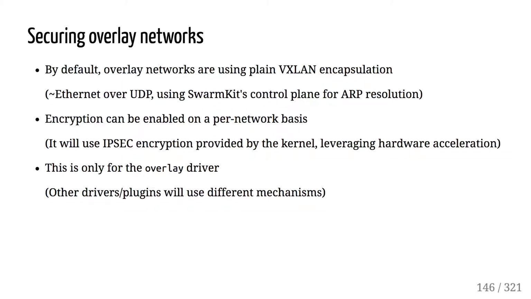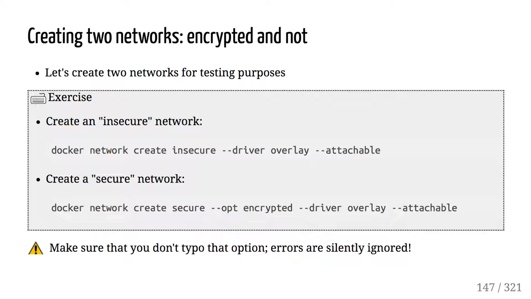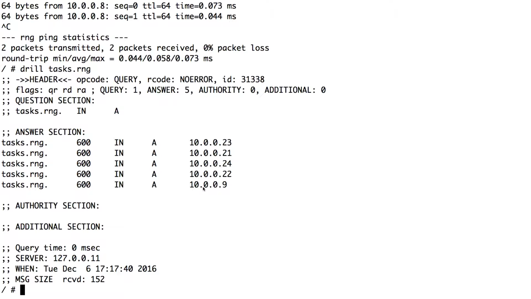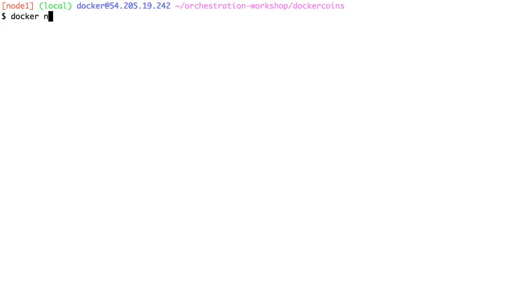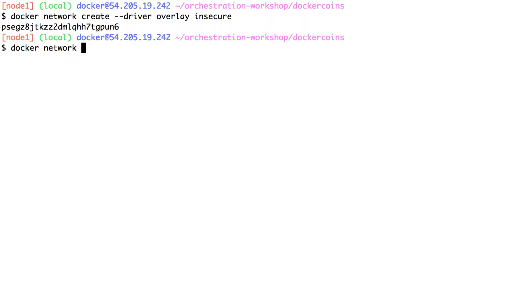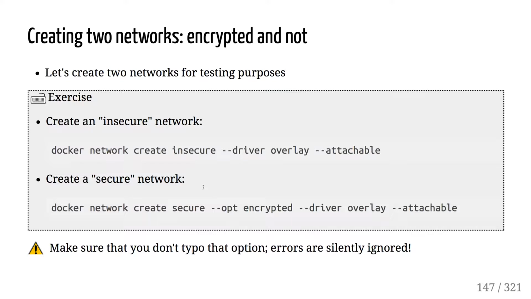So how does that work? I'm going to create two networks, one called insecure and the other one called secure, and I'm going to give them the attachable flag. With the attachable flag, I will be able to docker run and directly connect to the network. So docker network create --driver overlay insecure, and then docker network create --driver overlay --opt encrypted. Oh, I forgot the attachable.